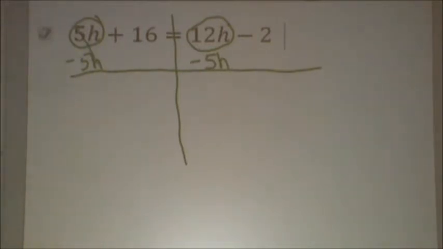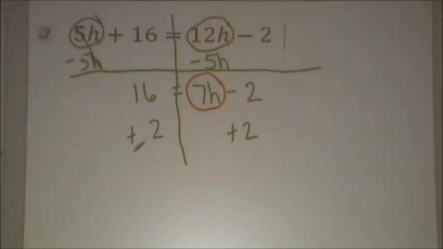These are opposites, so they cancel out. And I'm left with a plus 16, which is the same thing as a positive 16, equals 12h minus 5h is 7h minus 2 on this side. And again, I have a two-step equation now. There's two things being done over here and just an answer over there. So I'm going to circle up that variable, stick them in my pocket for later, and I want to get rid of the minus 2 by doing the opposite, which is plus 2 to both sides.